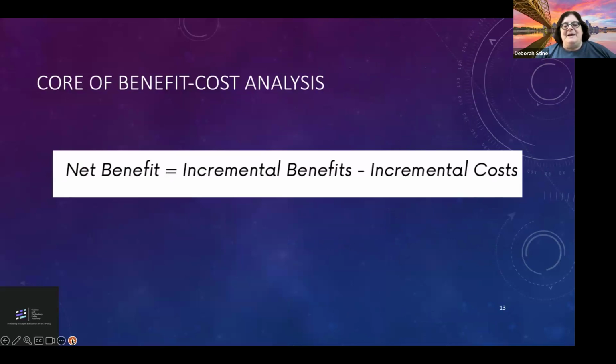So benefit cost analysis is fundamentally the net benefit, which is determined by subtracting the incremental cost from the incremental benefits. And those increments are basically relative to what is already being spent. So the question is, how much more can we get for that societal dollar? And that is what net benefits is about.